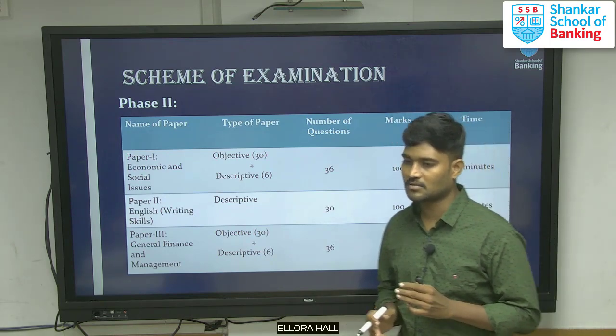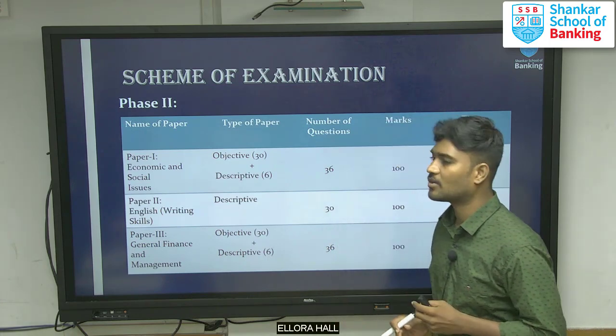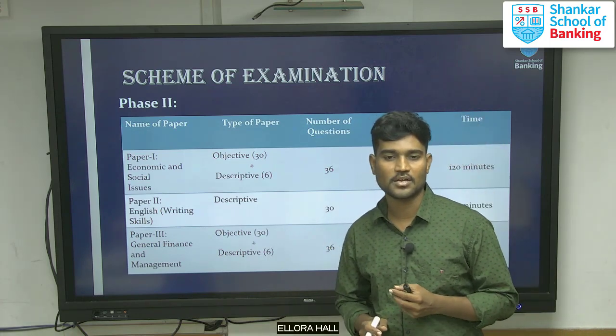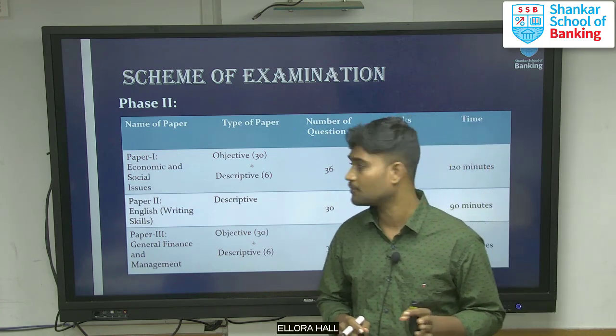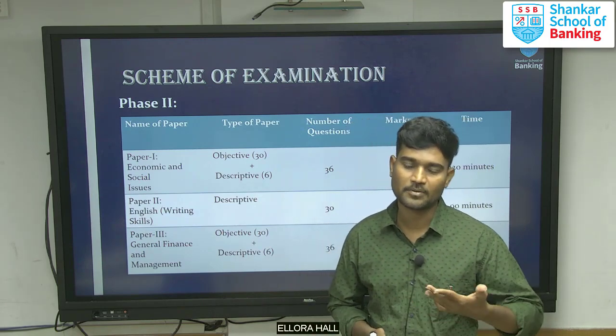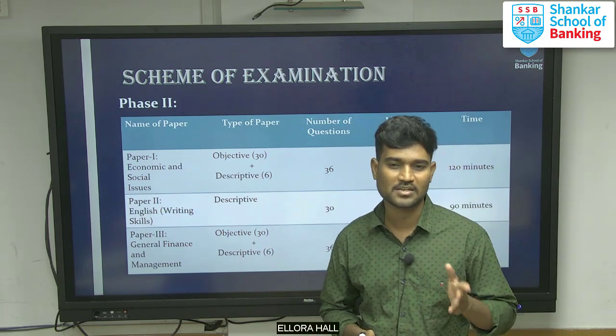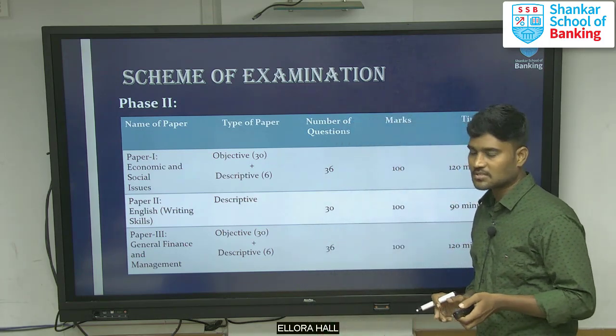This is very important, the sectional cutoff and overall cutoff, because many students only consider the overall cutoff. Actually, the sectional cutoff is also there. Based on the paper, it would vary like 7, 8, 9, 10. It depends upon the paper. All right, I will discuss that.